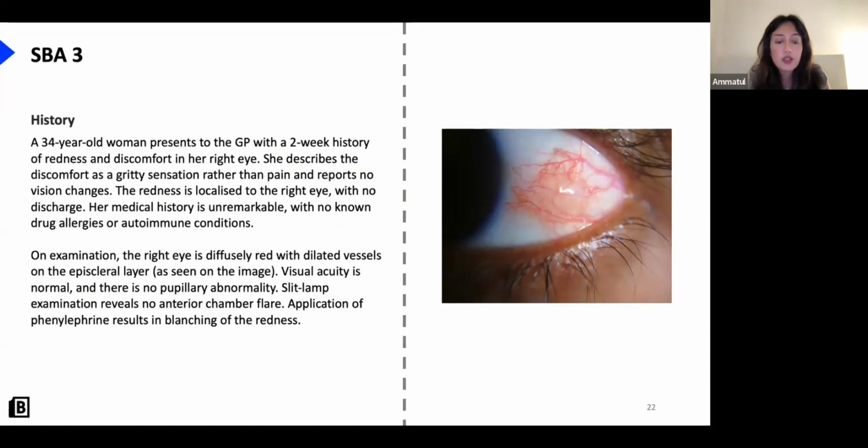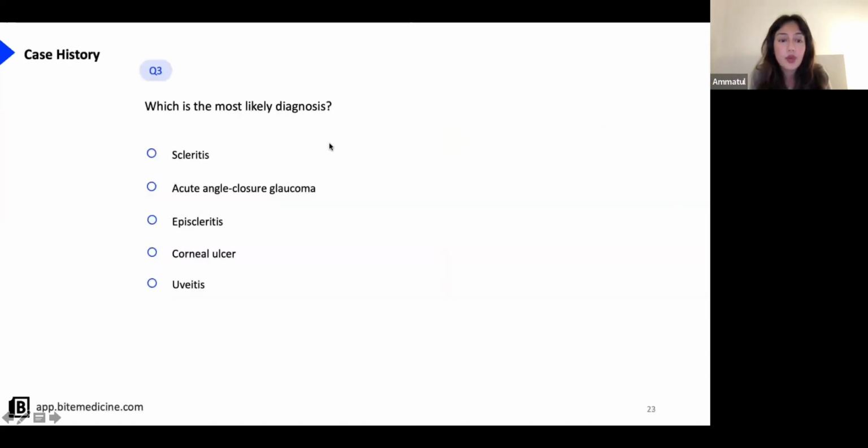On examination, the right eye is diffusely red with dilated vessels on the episcleral layer, as seen on the image. Visual acuity is normal and there's no pupillary abnormality. Slit lamp examination reveals no anterior chamber flare, and application of phenylephrine drops results in blanching of the redness. What is the most likely diagnosis? So take a moment to think about it.